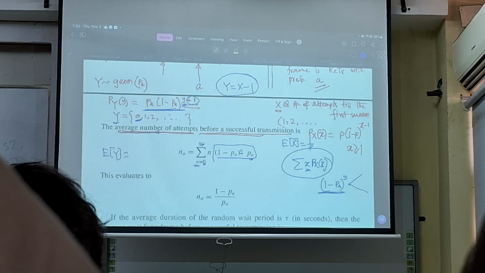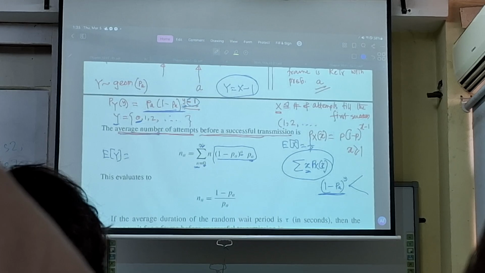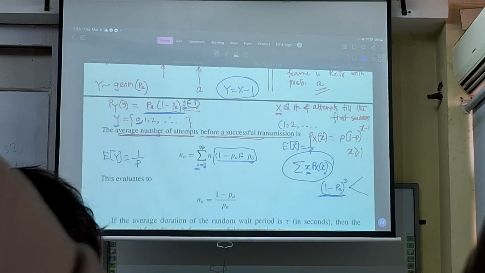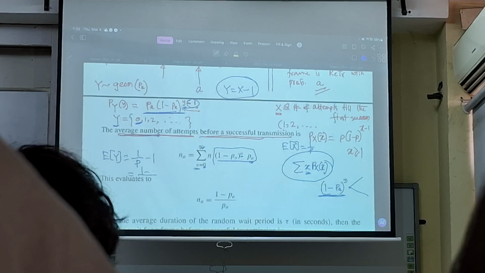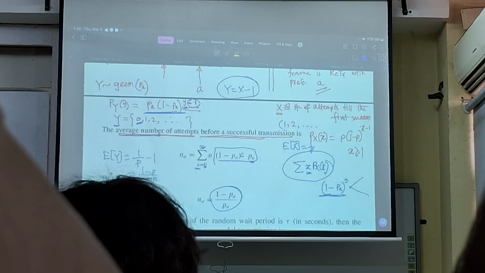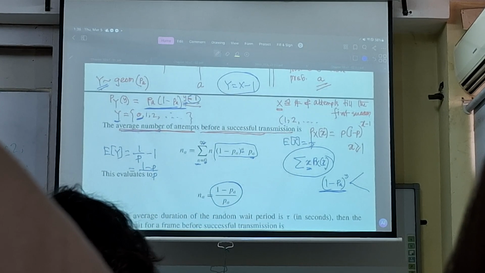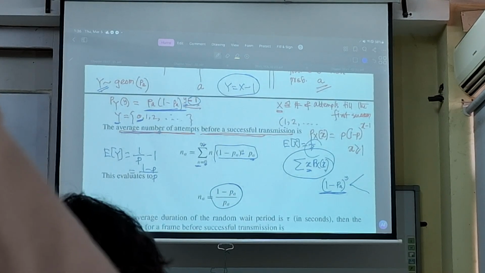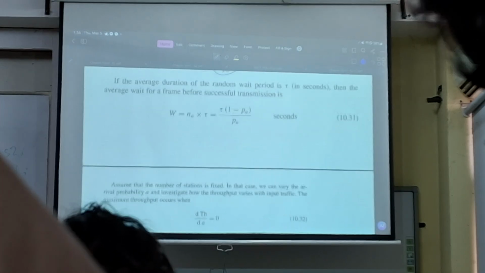We know the expectation of a sum of random variables is the sum of their individual expectations. So it will be the expected value of x, which is 1 over P, minus the expected value of the constant, which is the constant. So this is (1 minus P) divided by P. This derived random variable y has expected value (1 minus P) divided by P, whereas the conventional geometric random variable has expected value 1 over P. That's why we have (1 minus P) divided by P. Okay?